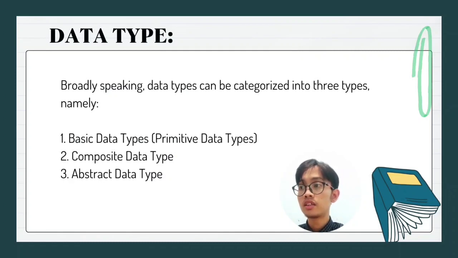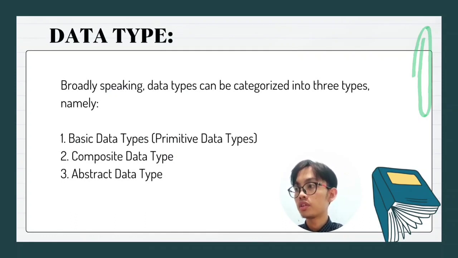And the second is composite data type. Composite data types are data types that are formed from basic data types with the aim of making the programmer's work easier. Included in composite data types are arrays, strings, records, unions, structs, and others.